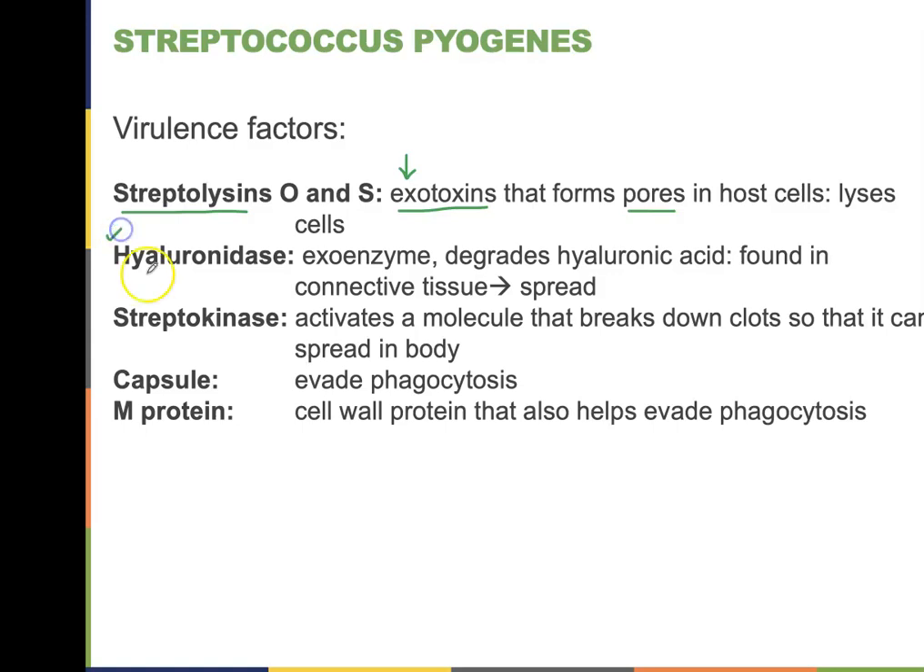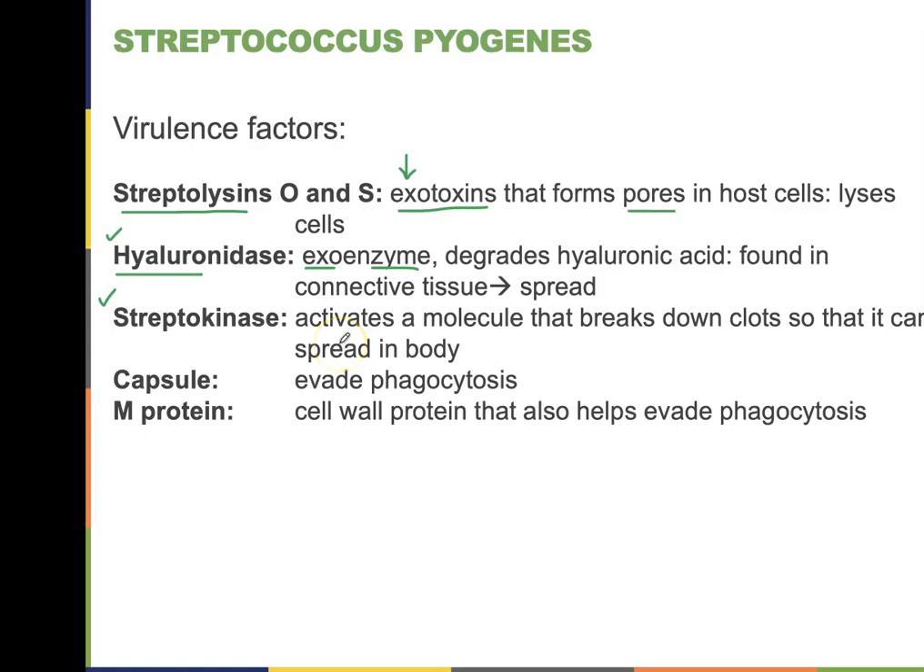Hyaluronidase, you've heard this before too. This is another enzyme, or exoenzyme, so it's secreted from the cell, and it can degrade hyaluronic acid, which is found in our connective tissues, and that's how it can spread from one site into the bloodstream, for example, or just through the skin.